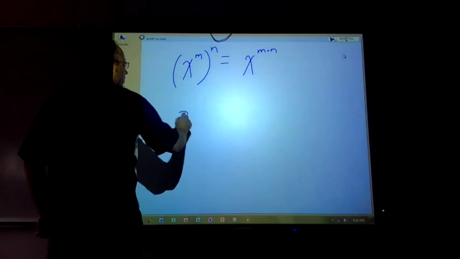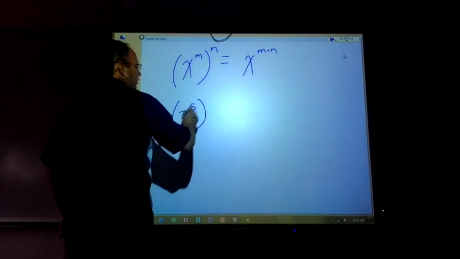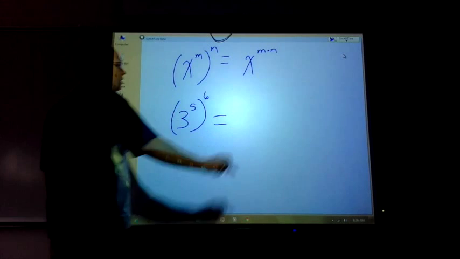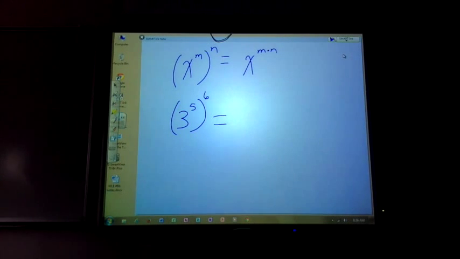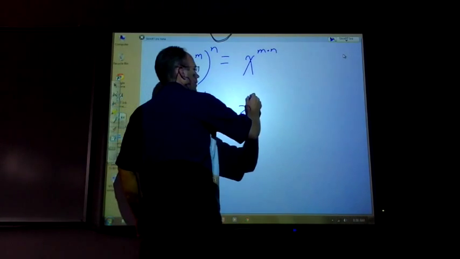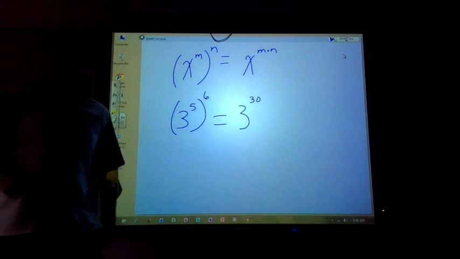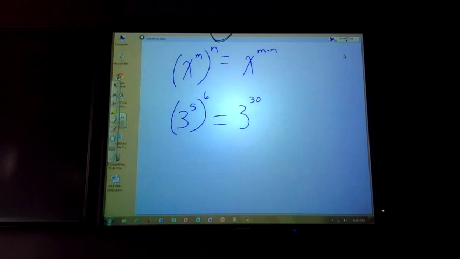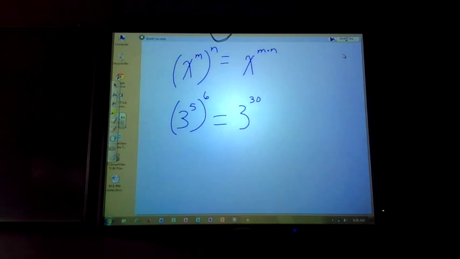So if I had 3 to the 5th to the 6th, anyone want to take a shot at what that would be? Go ahead. 3 to the 5th times 6. What's 5 times 6? 30. So 3 to the 30th power. Okay. So power to power, exponents on top of each other, they multiply.